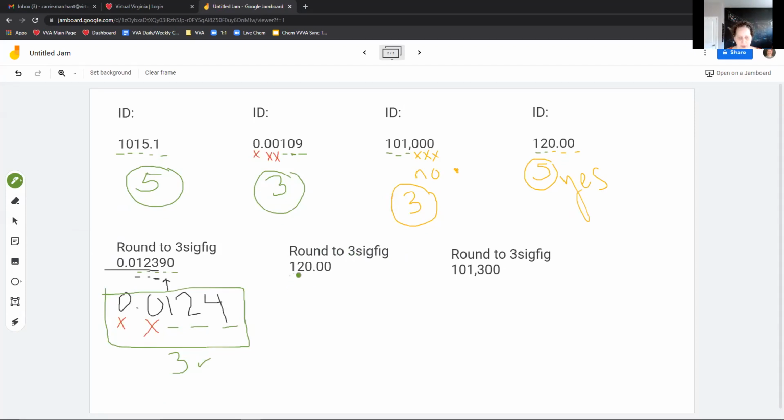1 and 2 are significant. Those are trailing zeros. So when they're trailing zeros, what do you look for? The decimal. Yes, there's a decimal. Yes, there's significant. So we're starting out with 5. But we only want the first 3 to count. So in this case, you are rounding this 0 right here. So you're rounding to the nearest 1.